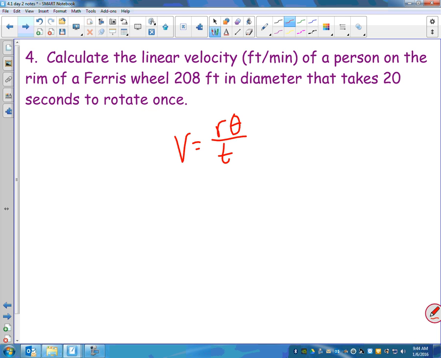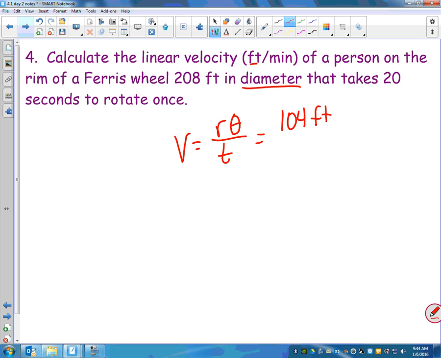If you know the formula, it's all about making sure you have the right thing on there. So when they ask me for the radius, we're not going to put 208 in there, right? That would trick you. What are you going to put in there? Because the diameter for the radius is half of that. So that's going to be 104 feet. And that's nice because they want it in feet per minute, which means I don't have to convert if they gave it to me in another unit.